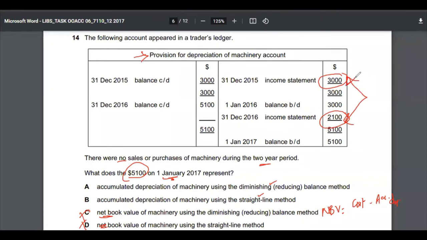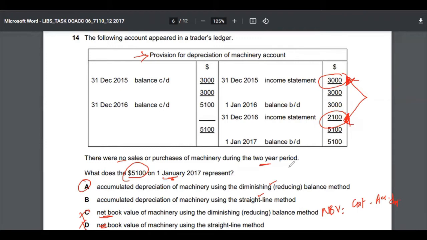If it was a straight line method, the depreciation expense is going to be the same, $3,000. So in this case, the correct answer to multiple choice 14 is option A. It's following the diminishing or reducing balance method, where the depreciation expense is higher during the first time, and then it reduces over time. So that's what the diminishing or reducing balance method is.